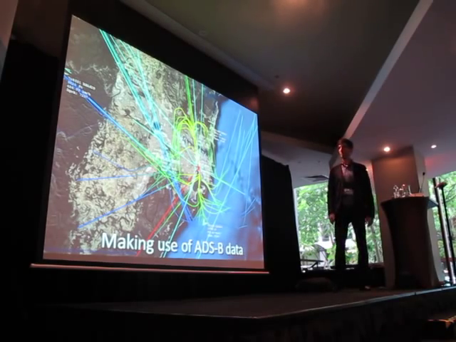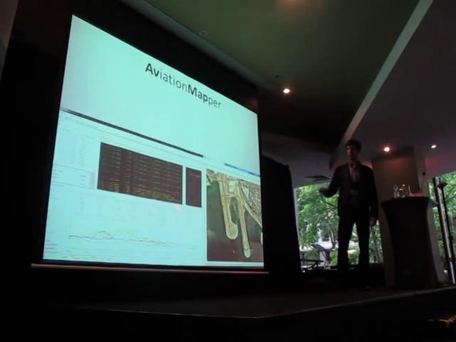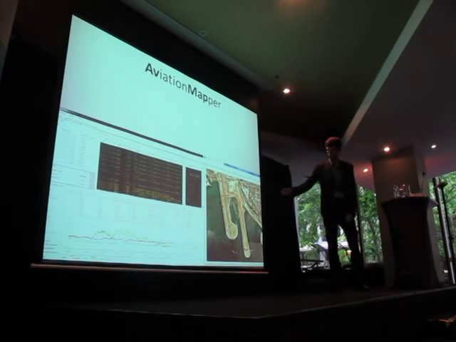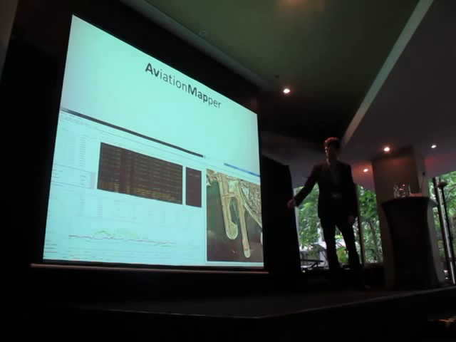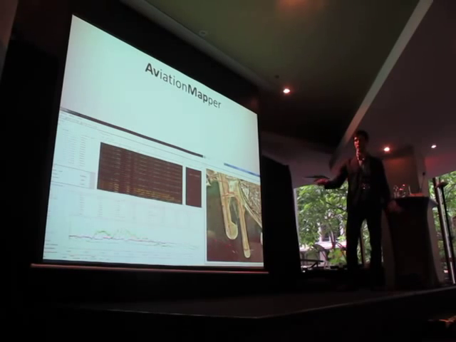When you leave it running for a little while, it starts to build up. And this is the program itself, so these are the primary runways. You can see the aircraft taxiing about on the taxiways. The program also can graph the signal strength of all the aircraft, so you can sort of correlate that with distance and so forth.